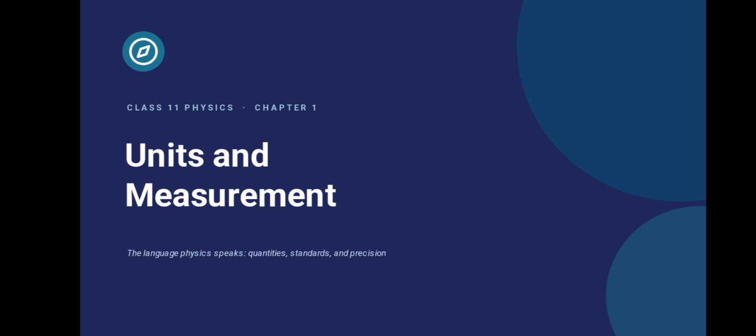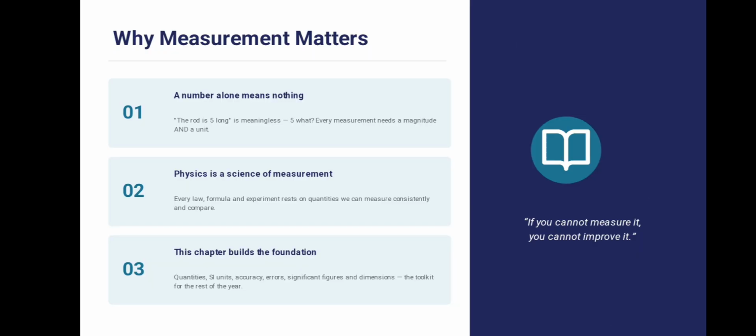Now, before we dive in, let's think about why this chapter even exists. Physics is a science of measurement. Whenever we say something like, the speed of light is very fast, or this table is long, we are being vague. Physics doesn't like vague, it likes numbers. And every number in physics needs two things, a magnitude and a unit. Without a unit, a number is meaningless.